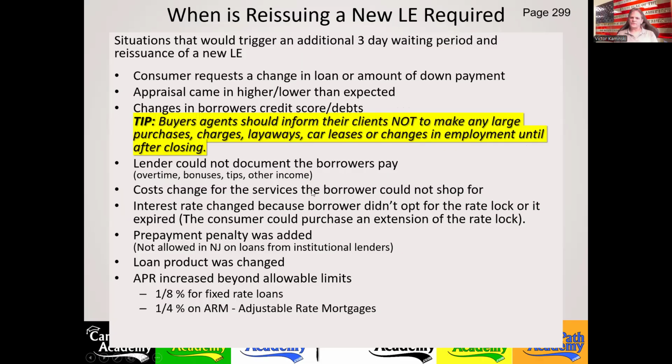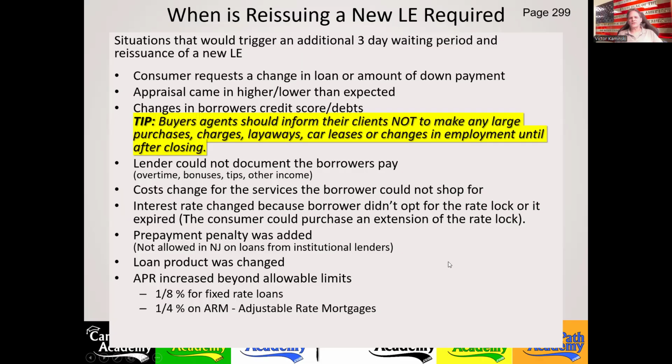Costs charged for services to the borrower that they couldn't shop for. A new LE would be required to be issued for interest rate change because the borrower didn't opt in for a rate lock or the rate lock expired. A prepayment penalty was added. I know New Jersey, no prepayment penalties are allowed. However, that's for institutional lenders. Private lenders, it doesn't apply to. Loan product was changed, or the APR increased beyond allowable limits. That's 1/8 of a point for fixed rate loans or 1/4 of a point for adjustable rate mortgages.